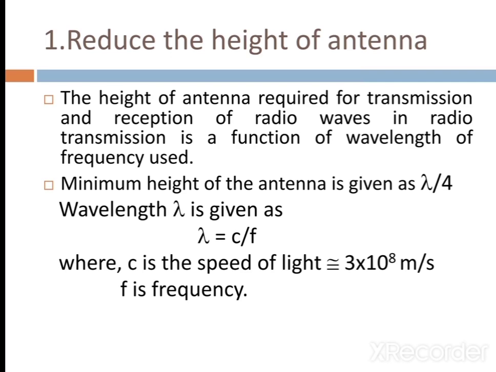First, reduce the height of antenna. The height of antenna required for transmission and reception of radio waves in radio transmission is a function of wavelength. That means the minimum height of antenna is given as lambda by 4, where wavelength lambda is given as c by f, where c is the speed of light, c equals 3 into 10 raised to 8 meters per second, and f is the frequency.